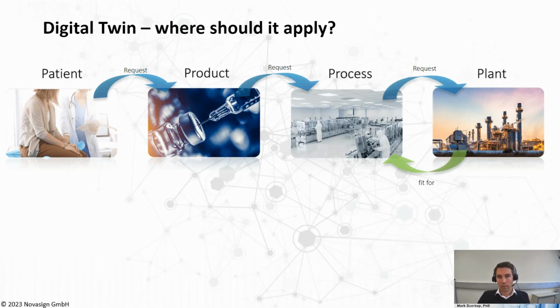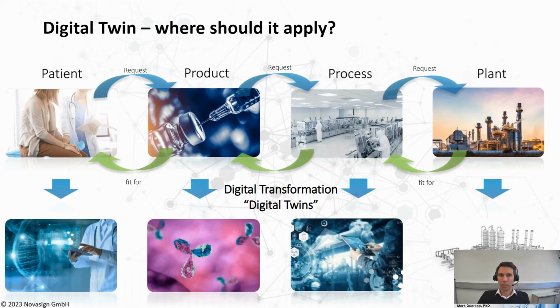And if you go in the other direction, the plant has to fit the process, the process has to fit the product, and the product has to fit the patient. So easy as that. Currently there are a lot of initiatives for a digital transformation of all of these things. A lot of companies like Google are investing in the interface between the patients and the product. And other companies, for example, that are more into plant engineering and building up facilities, are more in the interface between the plant and the process.